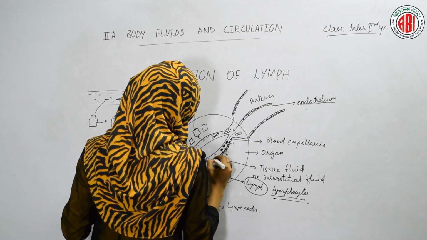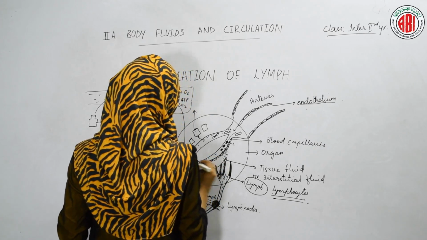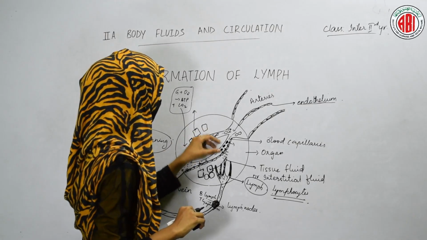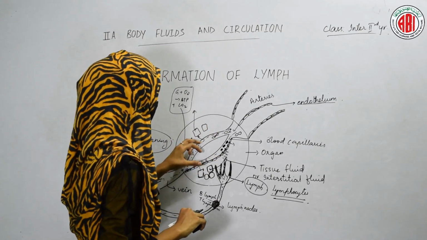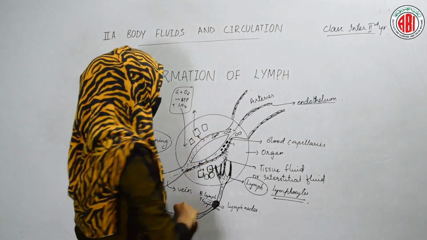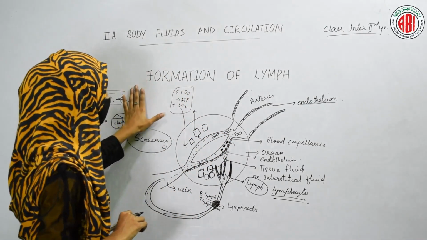That makes the transport of the fluid smooth. So the smooth flow of fluid from the blood capillaries into the different organs of our body is possible because of the presence of endothelium. This is about the formation of lymph.